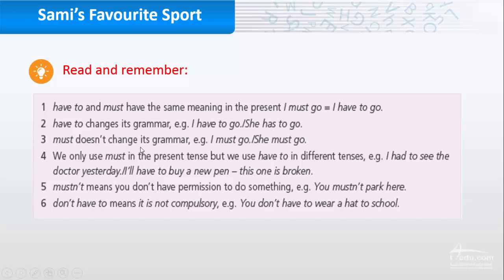Number three, must doesn't change its grammar. If you have any subject, either plural or singular, you just use must and the verb go.